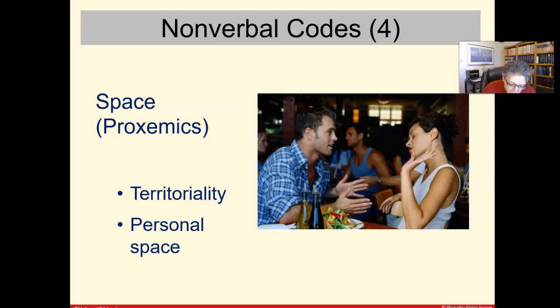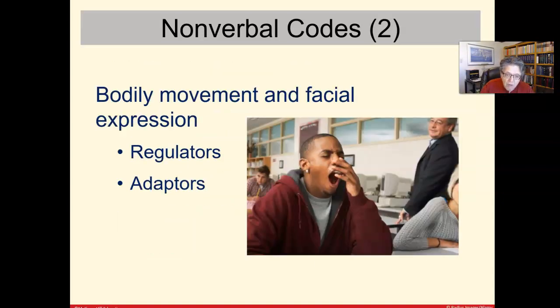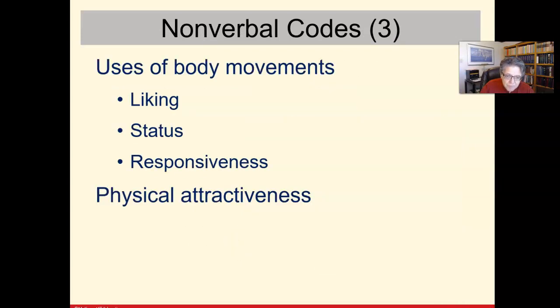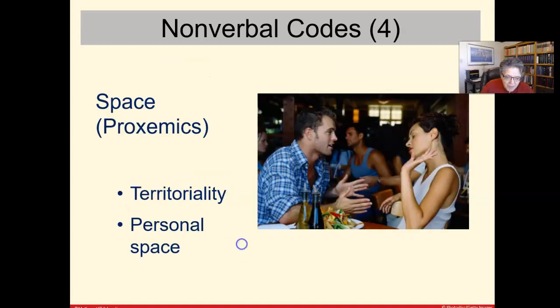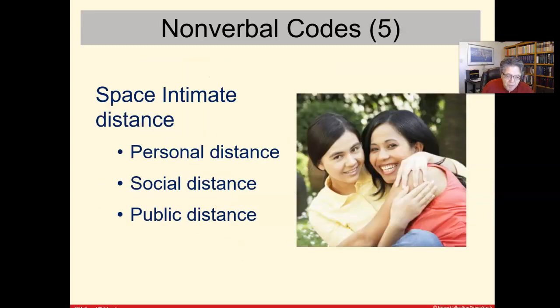So we have personal spaces, and we also have spatial zones: intimate distance, which is 0 to 18 inches, or personal distance, which is usually 18 inches to 3 feet. Social distance, 3 to 6 feet. And finally, public distance, which is above 6 feet.